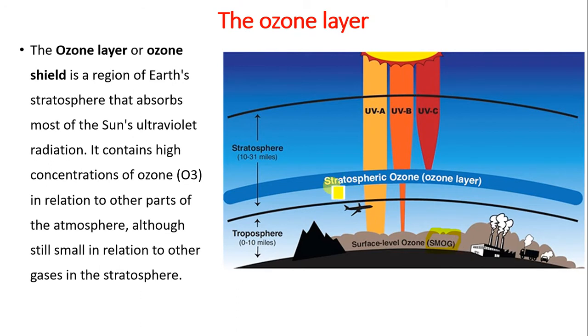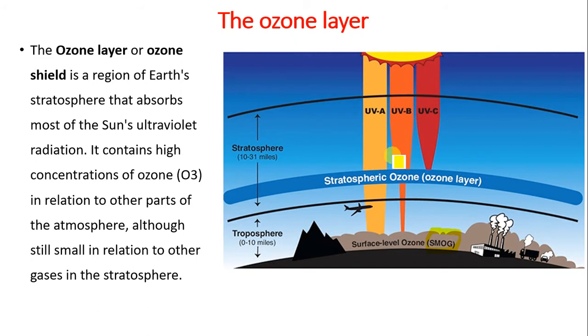Now, the stratospheric ozone layer, or ozone shield, is a region of the Earth's stratosphere that absorbs most of the sun's ultraviolet radiation. It contains a high concentration of ozone, O3, in relation to other parts of the atmosphere, although still small in relation to other gases within the stratosphere. The major function of the ozone layer is that it helps to absorb ultraviolet radiation.